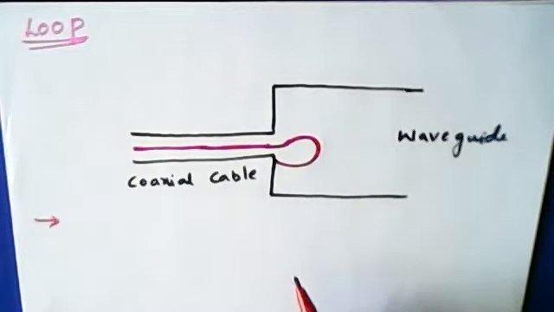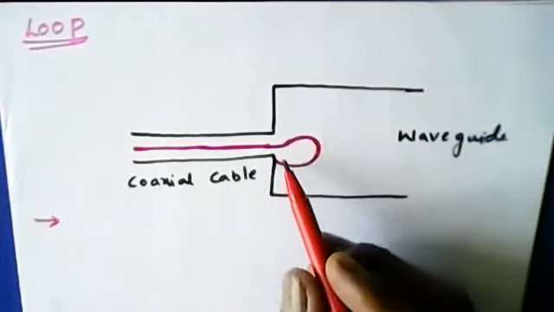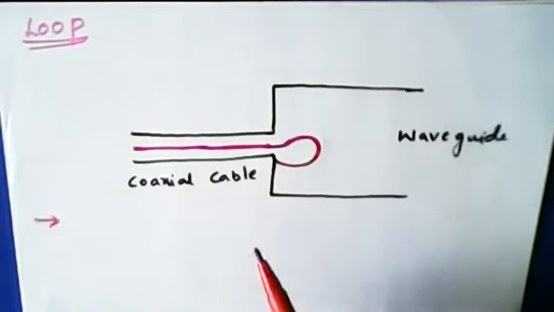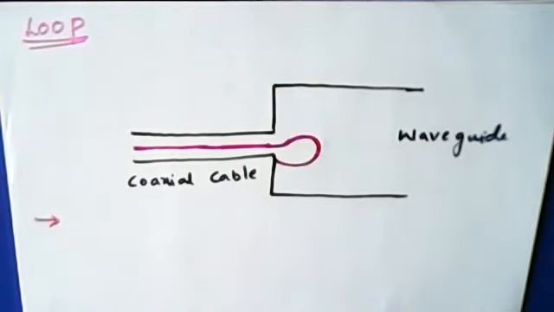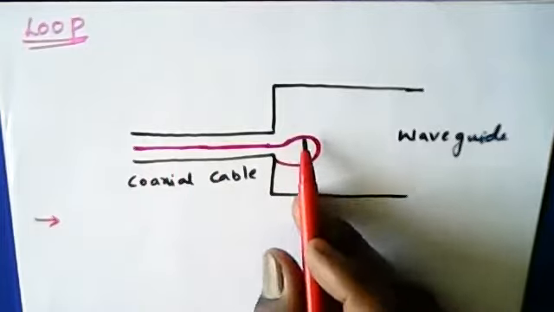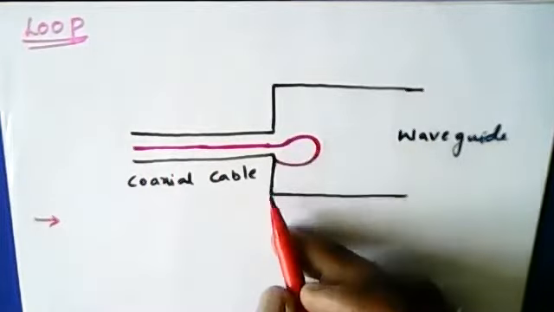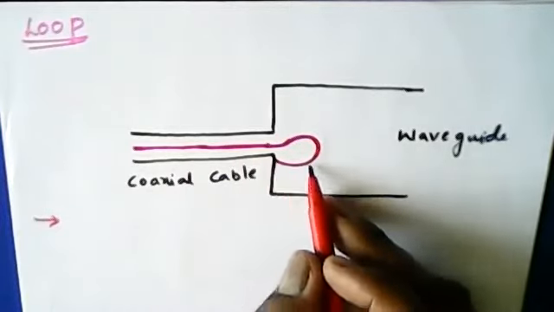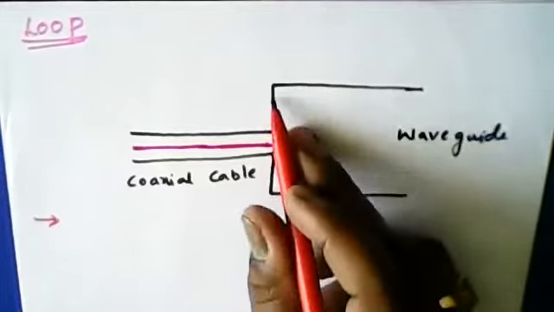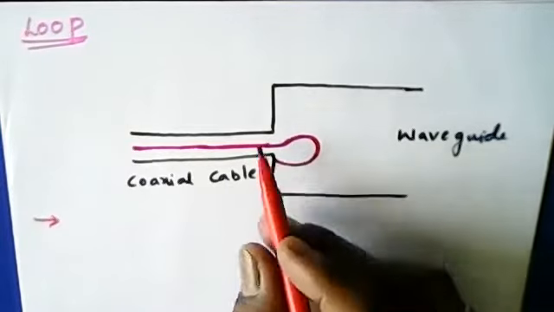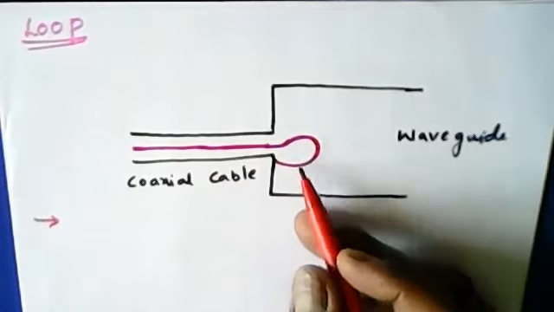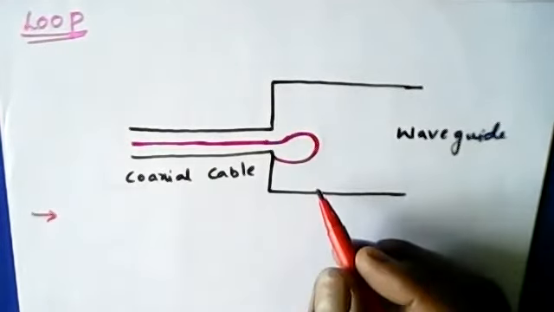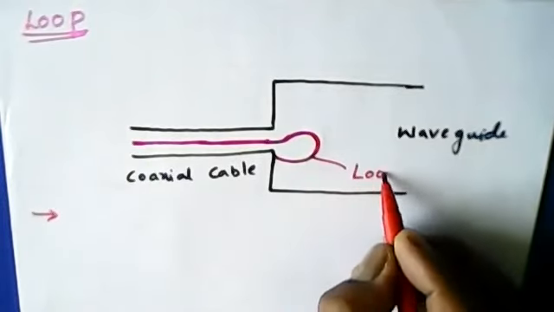Here the loop is to be mounted at the end of the walls. It should be placed at the center, at the shorted end. So this is the shorted end, and the loop has been placed at the shorted end of the rectangular waveguide, and it is mounted using the inner conductor, which is acting as a loop.